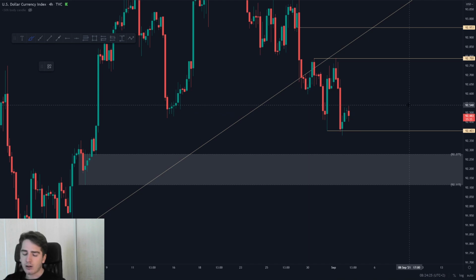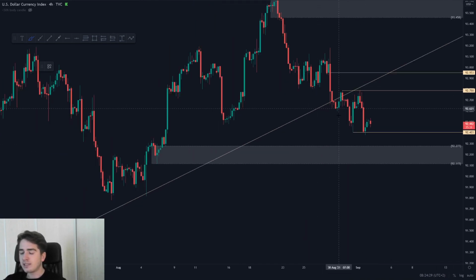However, after seeing that daily bearish close, looking at the 4-hour market structure, I don't really see any signs of bullishness coming in towards the market, but what I am waiting for is one more push in towards 92.277, which is an area of daily demand.